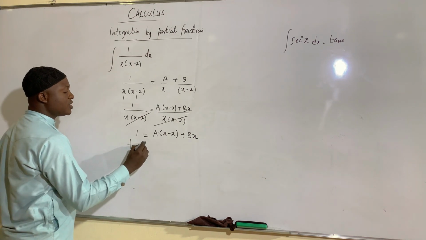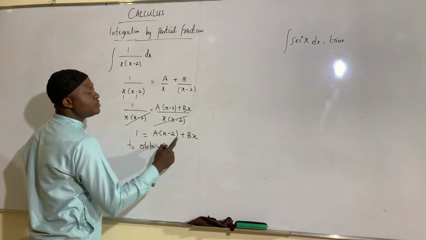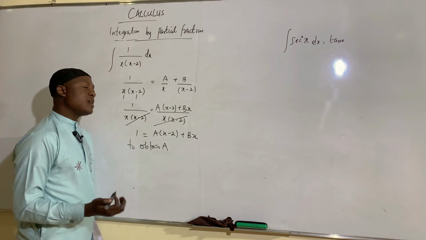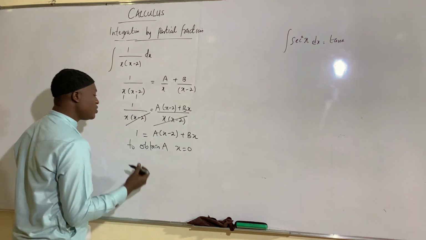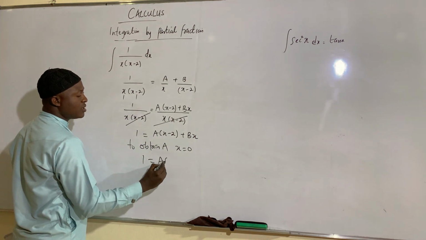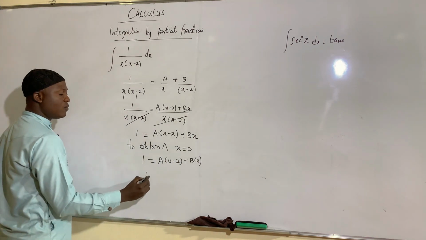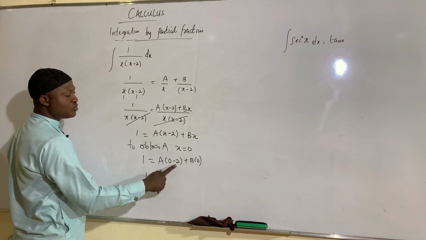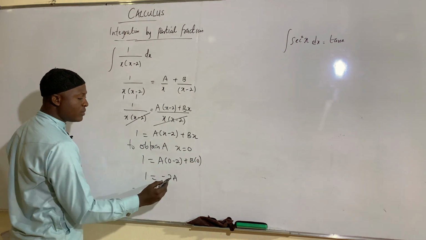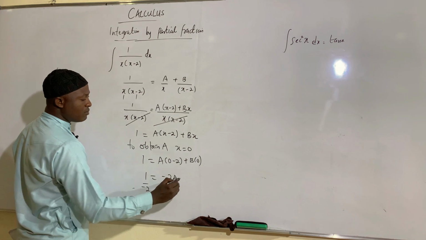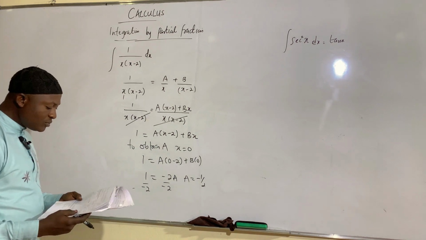To obtain A, I have to find a value of x that makes the B term zero. Can you guess the value? Yes, we let x be 0, because if I multiply B by 0, I have 0. So here we have 1 is equal to A(0 minus 2) plus B times 0. That gives minus 2A, and B times 0 is 0. So A is equal to minus 1 over 2.